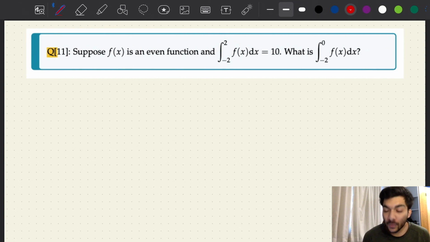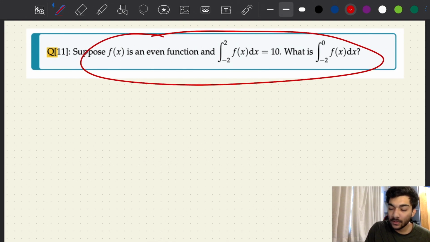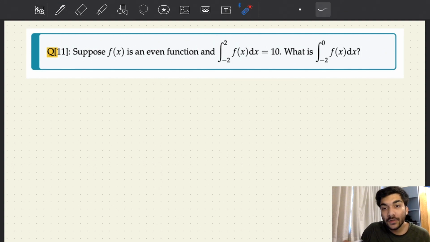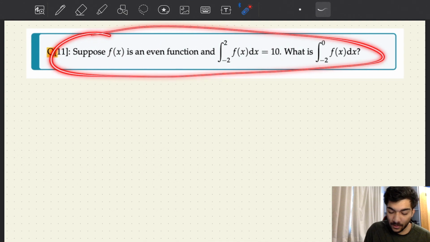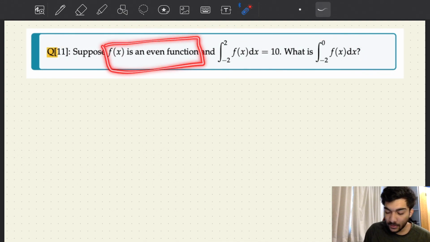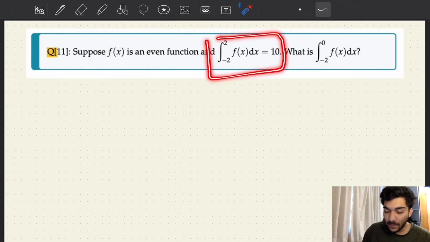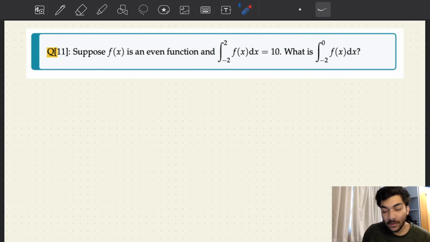So let's do some more questions on the properties of definite integrals. We'll do this question, and these types of questions are also very popular in the midterms and final exam. In this question, we are given that f(x) is an even function, and the definite integral from -2 to 2 of f(x) dx is 10. Based on this information, you have to calculate the definite integral from -2 to 0.